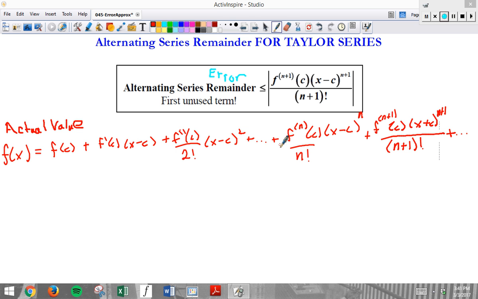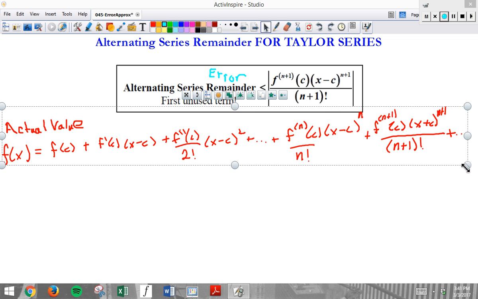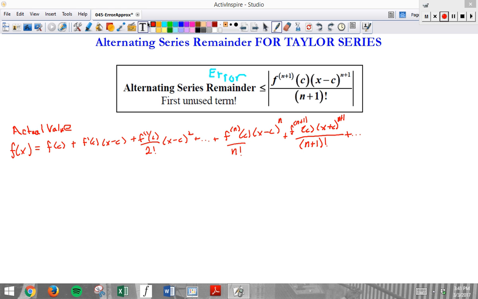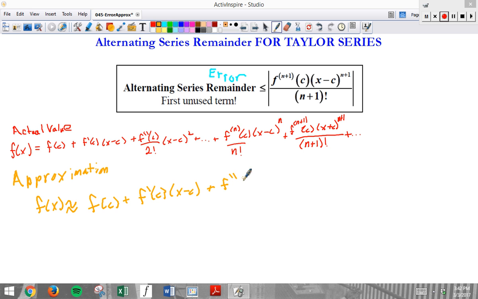If I actually went through and added up all of this, which is not impossible, we just did it, cosine of 1 in the last example, that would be the actual value of everything. The idea here is if I'm approximating it, the approximate value is to just use the first n terms. So that this is my first unused term. I would have had f of c. I would have had f prime of c times x minus c. But I'm not actually going to write that out because I'm trying to save time.